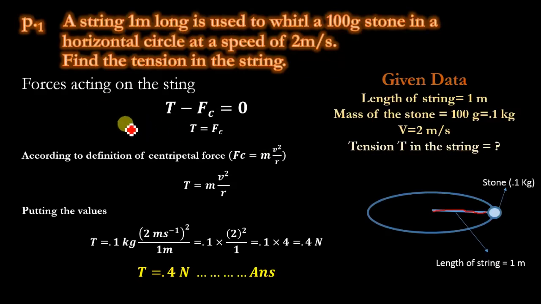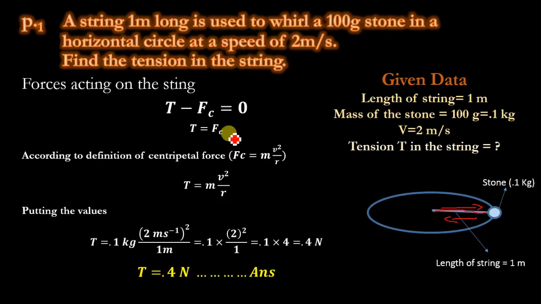Solution. Okay, let's calculate the tension T in the string. The forces acting on the string: one is the tension force, which is balancing the centripetal force. The centripetal force is in this direction, where the tension T is in this direction. In such a situation, we can write that T minus Fc is equal to 0, where Fc is the centripetal force. And now T is equal to Fc. Tension T in this string is equal to the centripetal force.